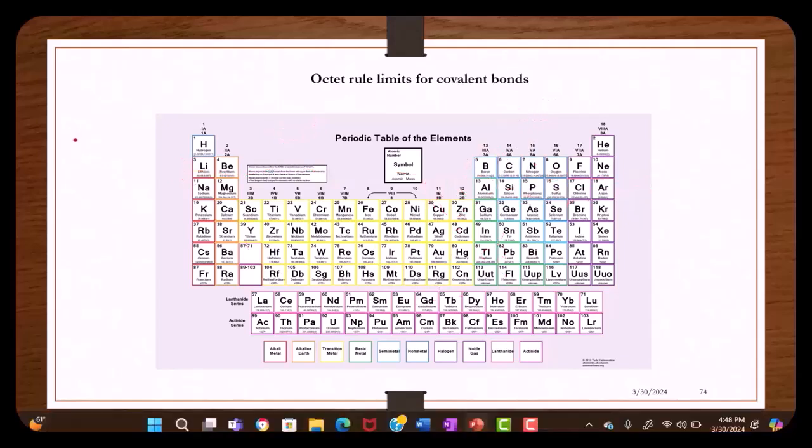For covalent bonds, there are 3 categories where the octet rule does not work. The first category is when an element has an odd number of valence electrons. The second category is an incomplete octet. The third category is an expanded octet, or elements that are hypervalent.